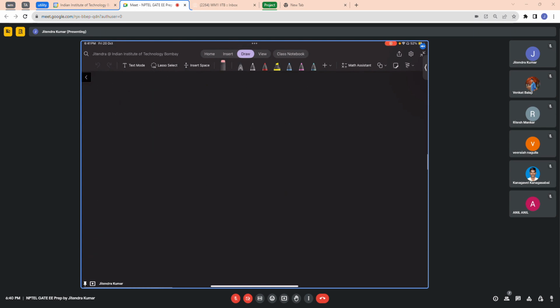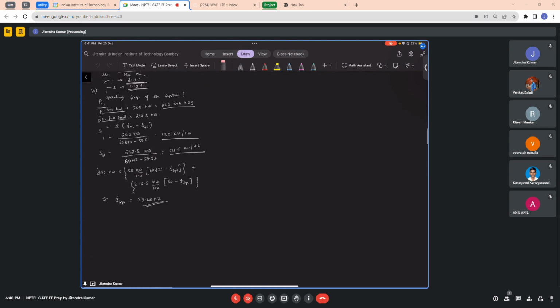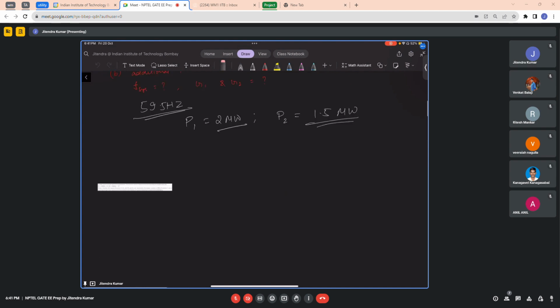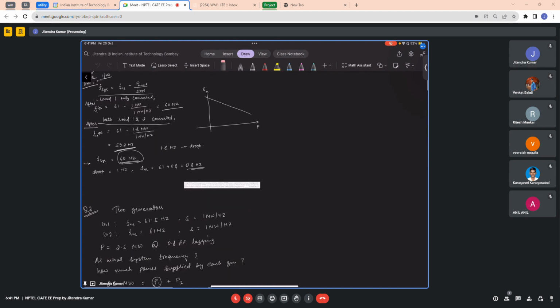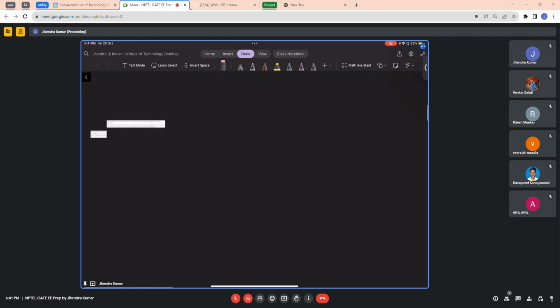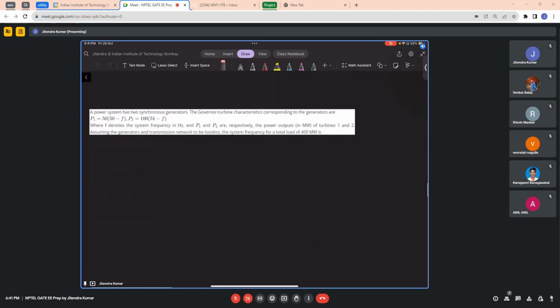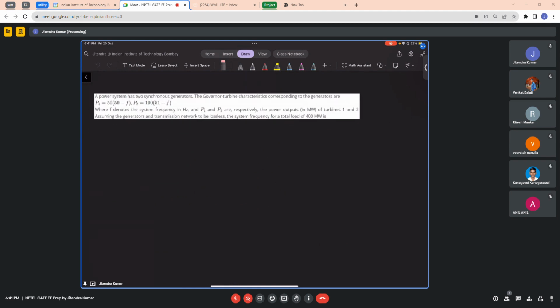Yeah, so here it is. This was the problem which was asked in the GATE exam. I think you are able to see the GATE problem, right? Sir, visible, sir. Thanks. So a power system has two synchronous generators.